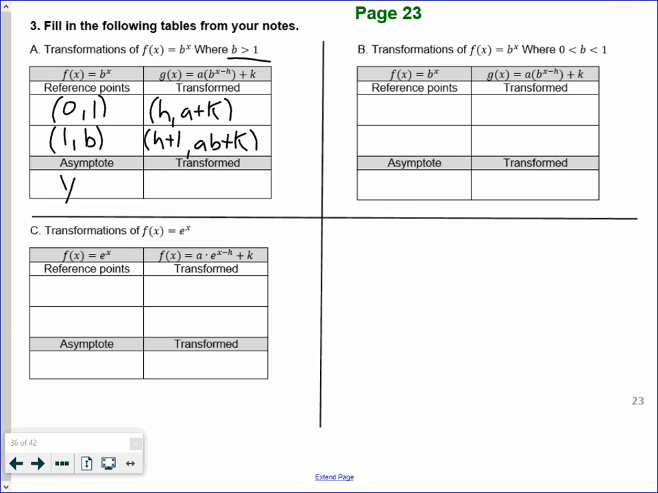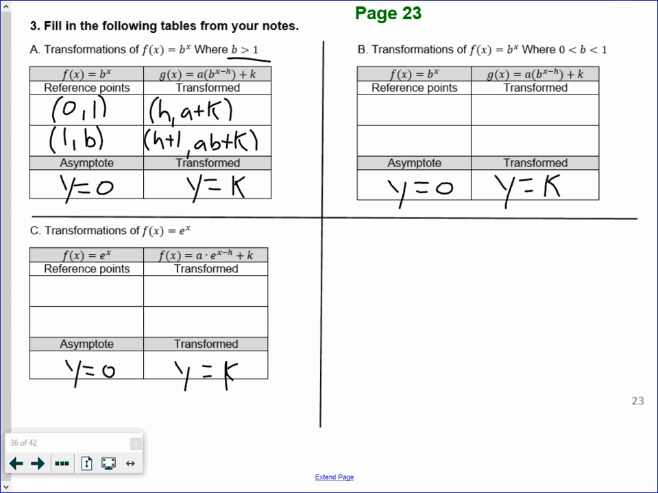Our asymptote, and that's going to be for all of these. For the parent function, it's always y equals 0, since our k will be 0 in our parent function, and our transformed asymptote will be y equals k. And that'll be for all three: base E functions, growth functions, and decay functions.